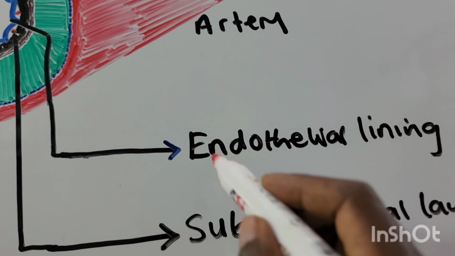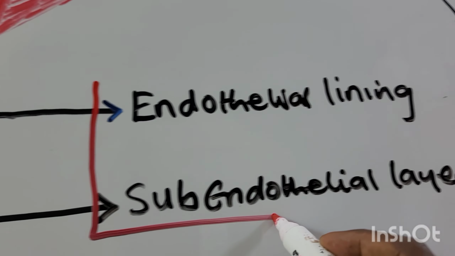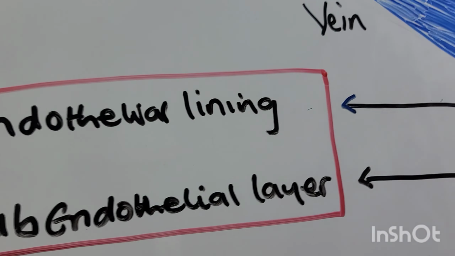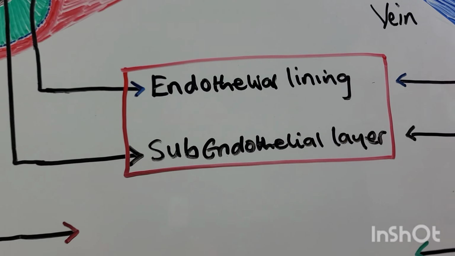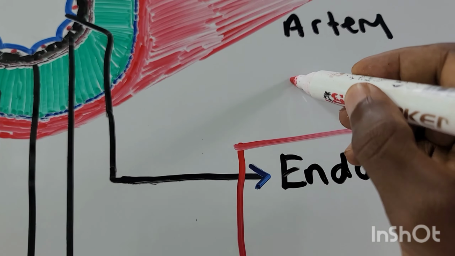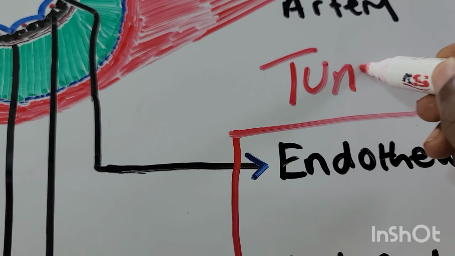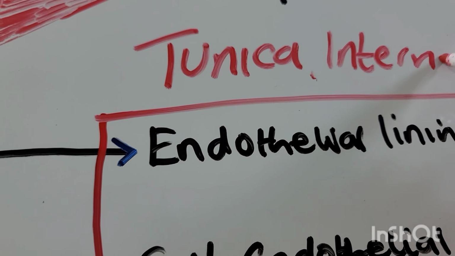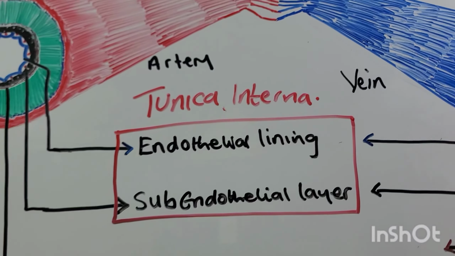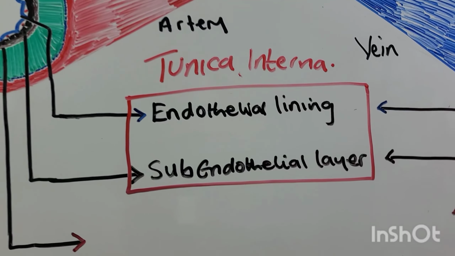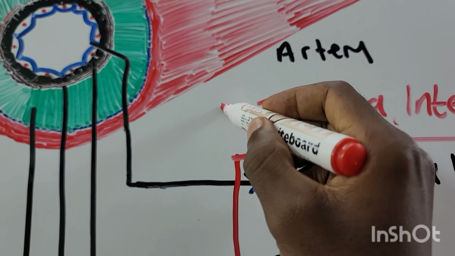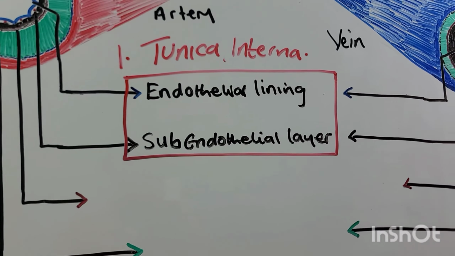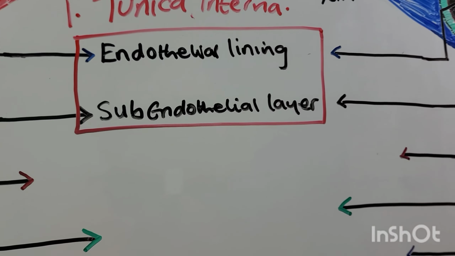Now, these two layers together, the endothelial lining and the subendothelial layer, make up what we call the tunica intima, also called the tunica interna. So this is our first inner layer, which has the endothelial lining and the subendothelial layer.